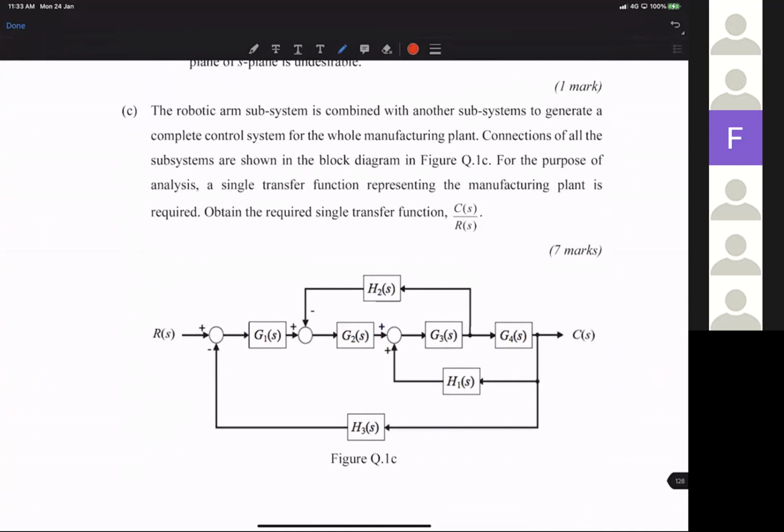Read. The robotic arm subsystem is combined with other subsystems to generate a complete control system for the whole manufacturing plant. Connections of all these subsystems are shown in the block diagram in figure Q.1c. For the purpose of analysis, a single transfer function representing the manufacturing plant is required. Obtain the required single transfer function C(s) over R(s).